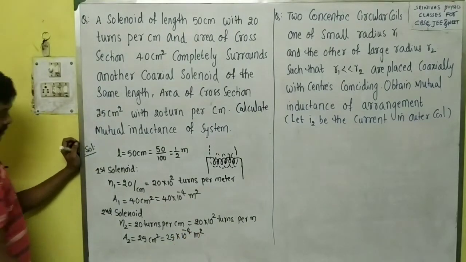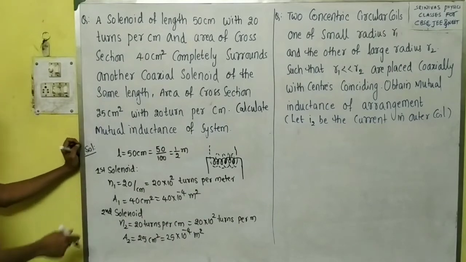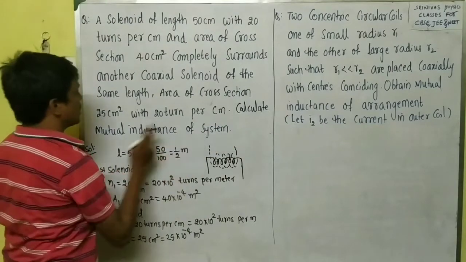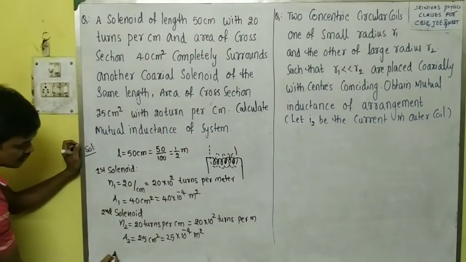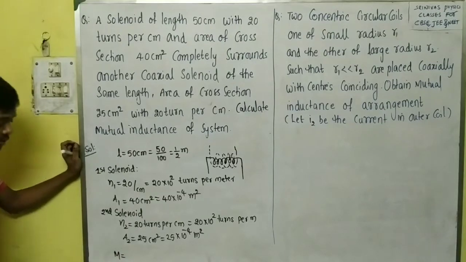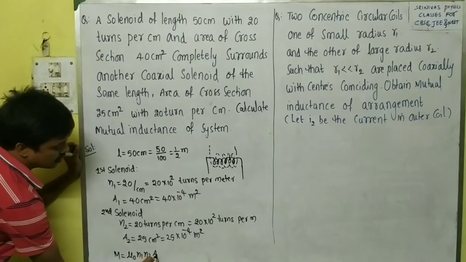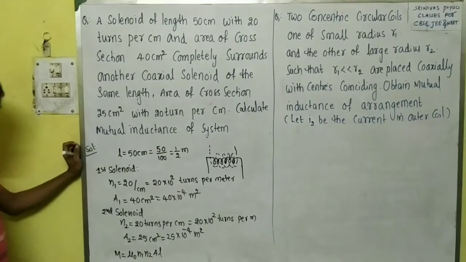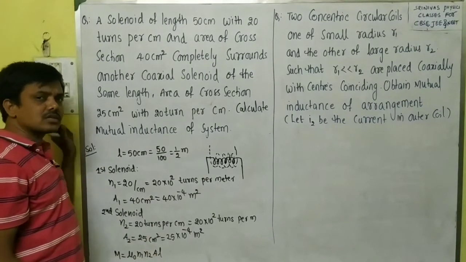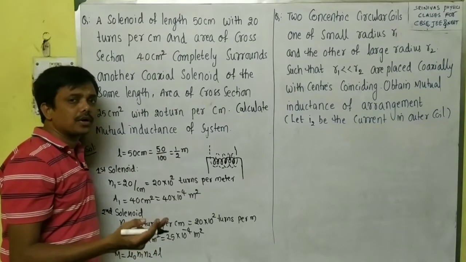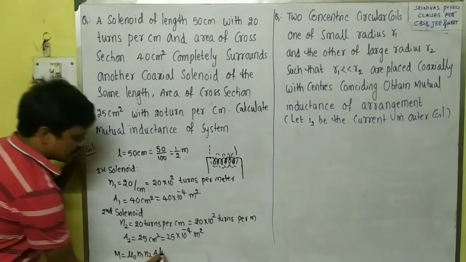Then with the two areas given, they are asking to find the mutual inductance of this system. What is the mutual inductance formula? There is one formula, mu naught n1 n2 A L, when you know the number of turns per unit length. If you know the total number of turns, then mu naught capital N1 capital N2 A by L also. You substitute all values.